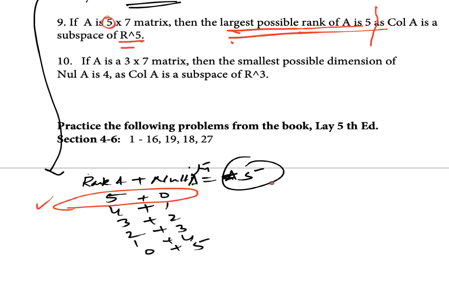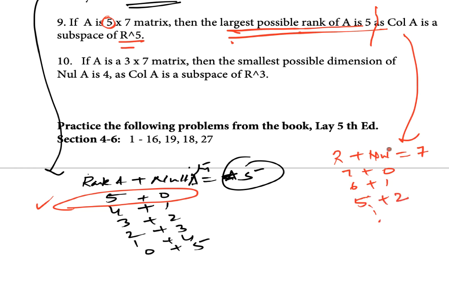Then the rank nullity theorem doesn't come into play because the rank nullity theorem says 7. Do you see that over here? In this one, the rank nullity theorem says the rank plus the nullity equals 7. So according to this, it would be 7 plus 0, that's the maximum, and then 6 plus 1 and so forth, or 5 plus 2.